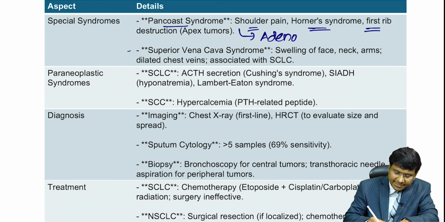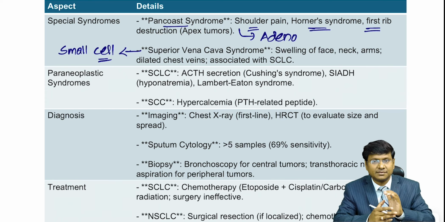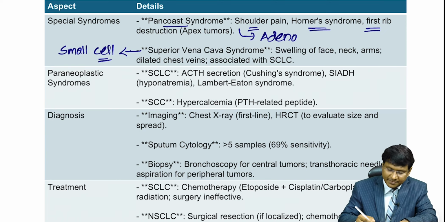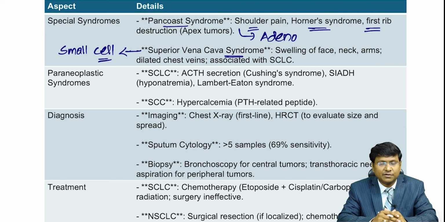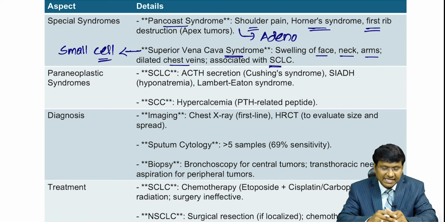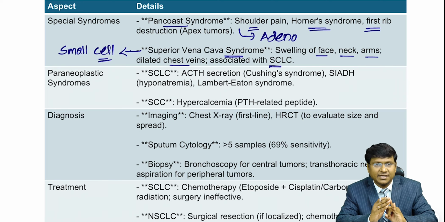And not only that, in case of small cell cancer, the tumor can compress the superior vena cava, so the venous drainage from the face as well as the upper limbs is compromised. That will result in the development of the superior vena cava syndrome. There will be swelling of the face, neck, and arms, and dilated chest veins, and this is associated with small cell lung carcinoma. So these are the two important syndromes. One is Pancoast syndrome, the other one is superior vena cava syndrome.